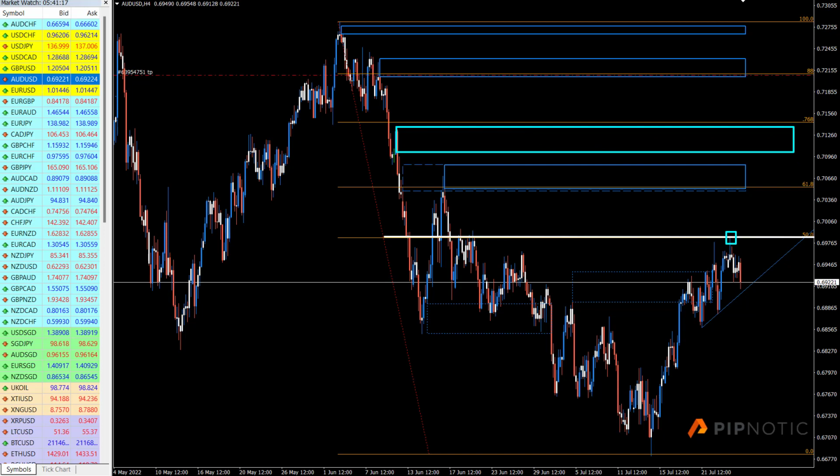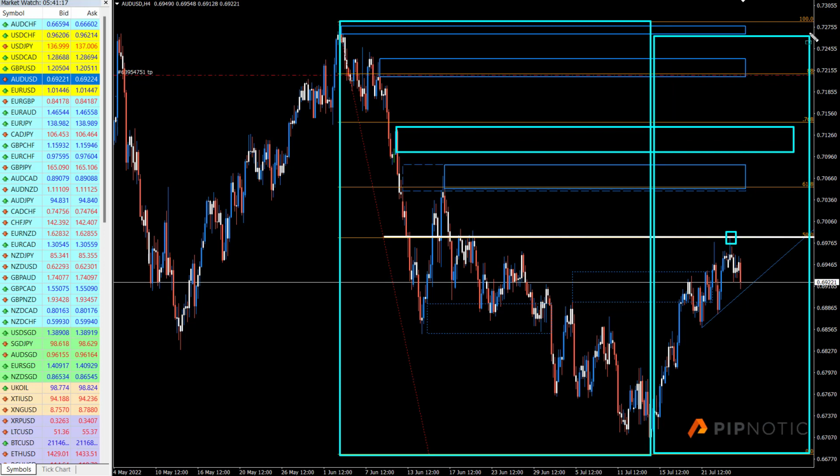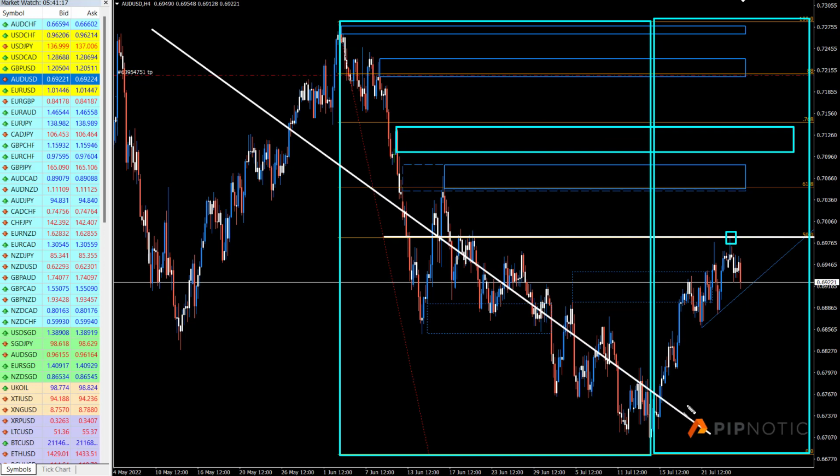Okay, again, if we do this properly like so, we've got the 50%, which is right here. We are very deep. We are about the 79% retracement here. Also keeping in mind the fact that we are in a downtrend when zooming out. So this would be a very interesting place to trade.